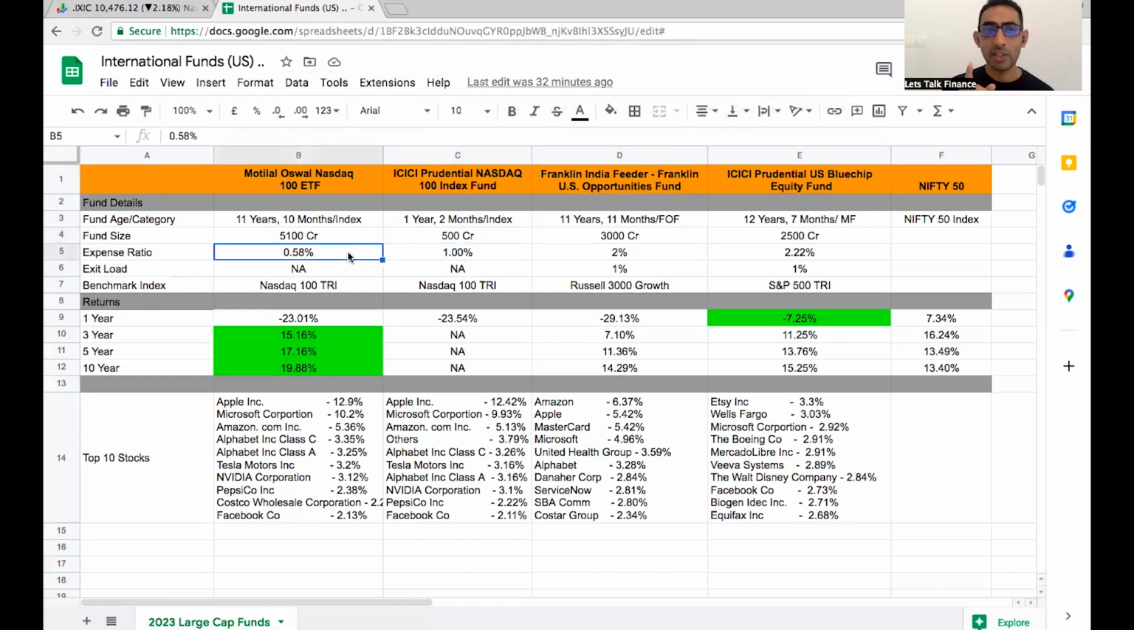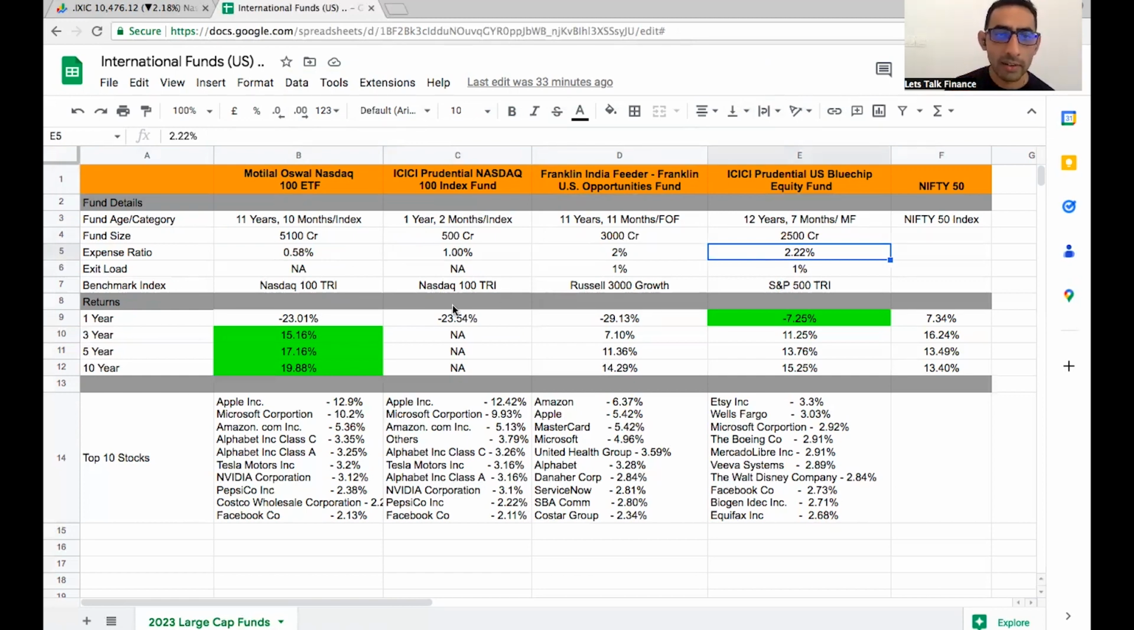Now, if I look at expense ratio, it is only 0.58% for Motilal Oswal. Whereas for others, even ICICI Prudential, it is an index fund, still it has a 1% expense ratio. I don't know why the fund manager needs 1% when they are just mirroring Nasdaq composite. Now, if I look at FOF, Franklin India, it has 2%, and for ICICI Prudential, it is 2.22%, which is quite high if you ask me.